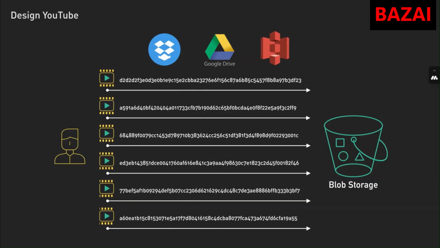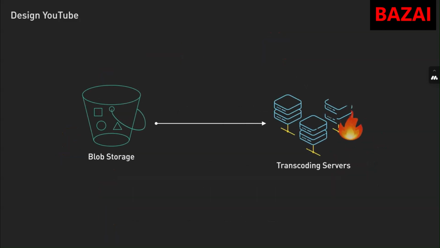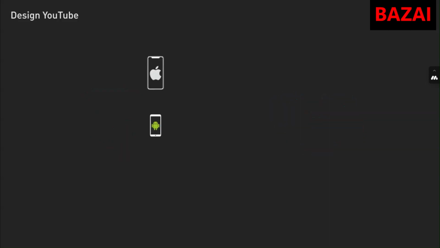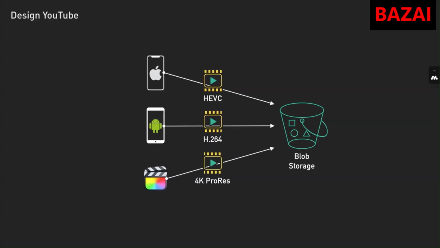The processing pipeline presents a different challenge. Video transcoding burns massive compute cycles. Users upload videos in many different formats. iPhone records in HEVC. Android phones use H.264. Someone uploads a 4K ProRes file from Final Cut Pro. We need these videos playable on every device. Old Android phones running ancient Android. Smart TVs from 2018, web browsers that haven't updated in years.